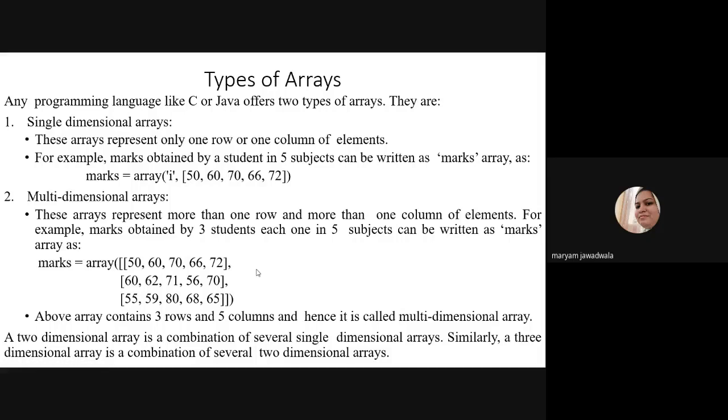Hence it is known as a multi-dimensional array. Here we can say a 2-dimensional array is a combination of several single-dimensional arrays. Similarly, a 3-dimensional array is a combination of several 2-dimensional arrays. And I can say an n-dimensional array is nothing but a collection of several n-1 dimensional arrays. So hope you understand the concept of single dimensional and multi-dimensional arrays in C and Java.